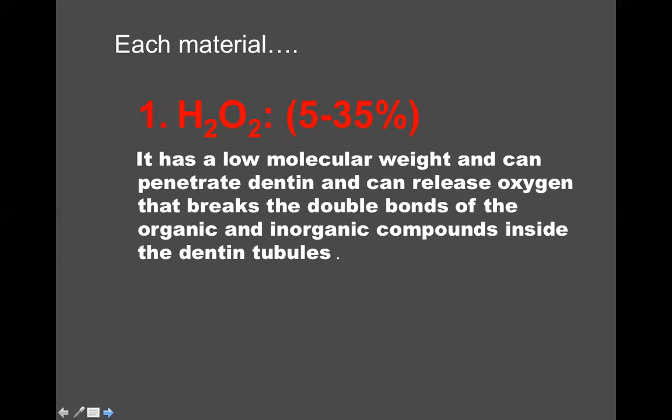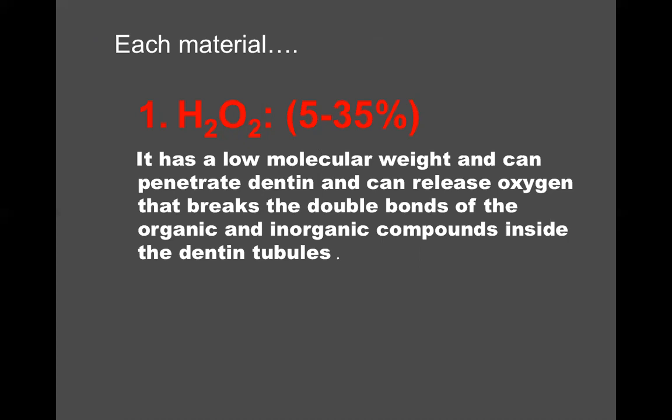What brings about bleaching? Most of the time, the material that is utilized for bringing about bleaching is hydrogen peroxide. The concentration of hydrogen peroxide may vary from 5% to 35%, the higher concentrations being used for in-office techniques and lower percentage of hydrogen peroxide being used for at-home techniques.